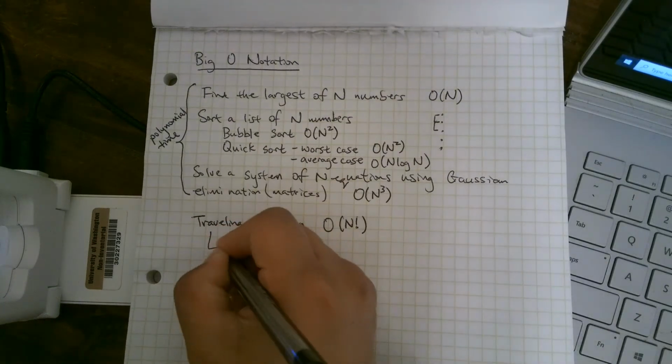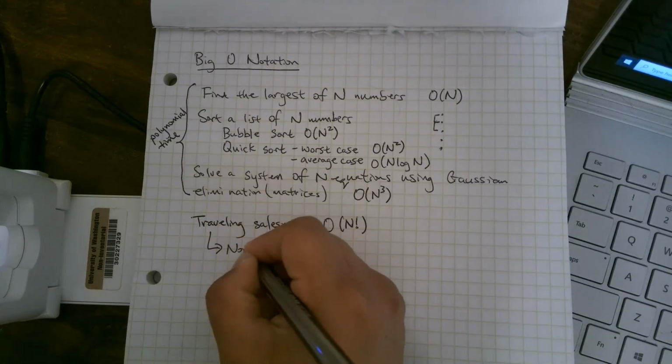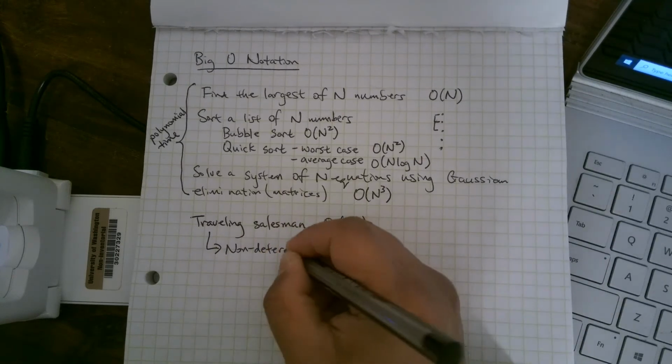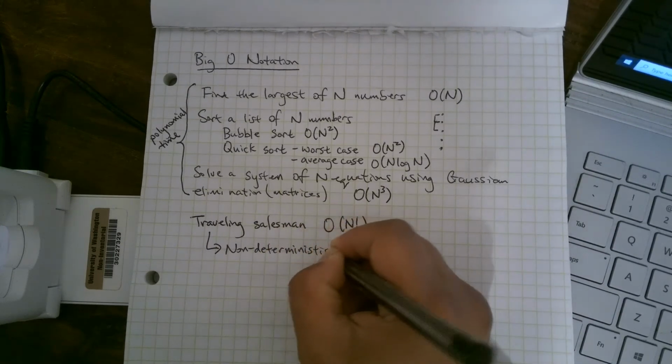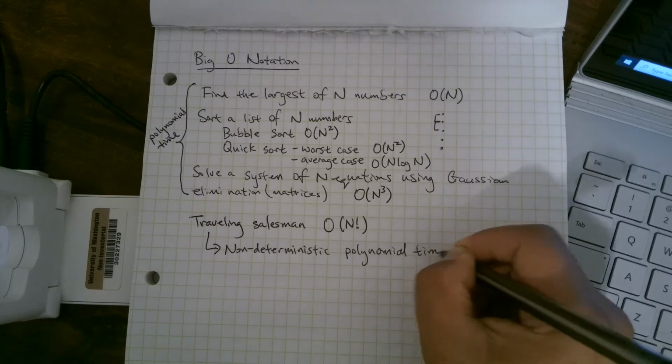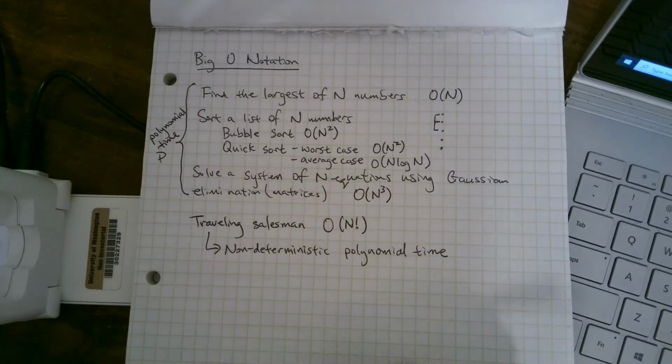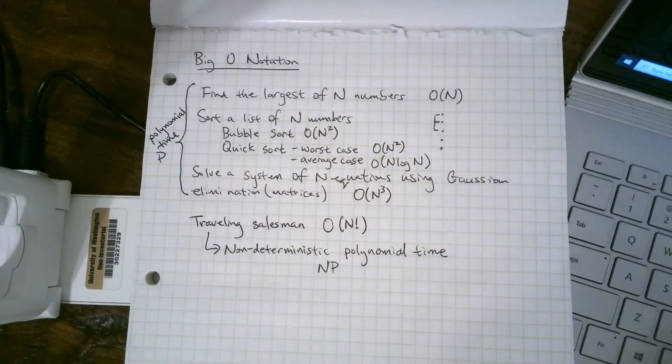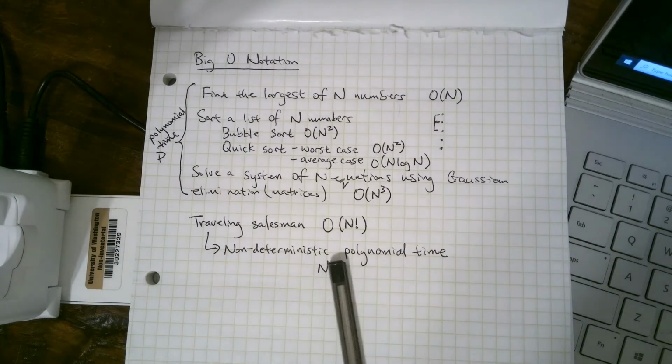Traveling salesman, however, can be solved in what we call non-deterministic polynomial time. We call this P for polynomial time. We call this NP for non-deterministic polynomial time. Maybe you've heard of these terms. So what does this non-deterministic polynomial time mean? It means that the problem can't be solved in polynomial time. You cannot find the shortest path for the traveling salesman in polynomial time. We know this. But we can verify in polynomial time.